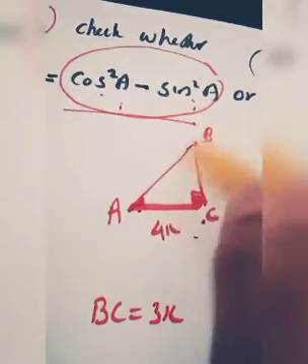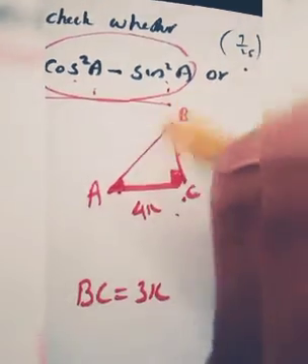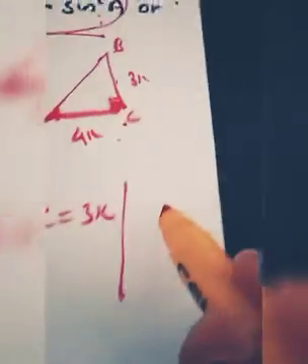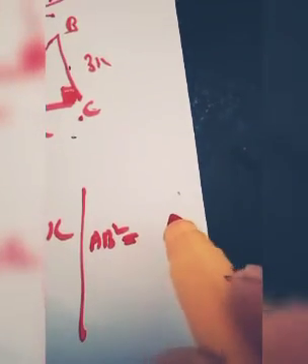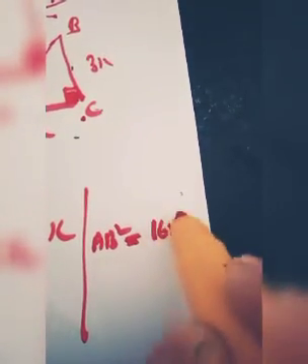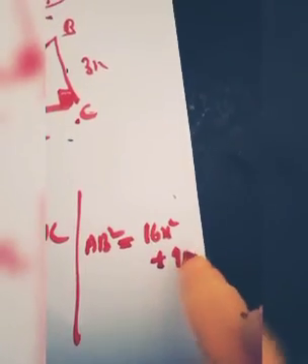Now it is time to calculate AB. Shall we? Yes. How to calculate AB? Pythagoras theorem. How can we use Pythagoras theorem? Pythagoras theorem says hypotenuse square is equal to base square plus height square. So hypotenuse is AB. So AB square will be equal to base square plus height square. Here base is 4x, so its square is 16x square, plus height is 3x, its square is 9x square.